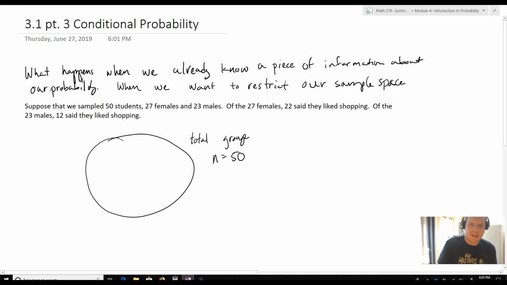If we take the 22 plus the 12 who like shopping out of our whole group, so there were 22 women who like shopping and 12 men who like shopping, that's the group that likes shopping. The group that doesn't like shopping will be 5 females, 27 minus 5, and 11 males, 23 minus 12, and so that's going to equal 16. Okay? So we have 32 members of our group who like shopping and 16 that do not like shopping.